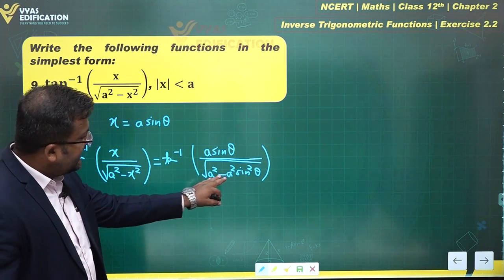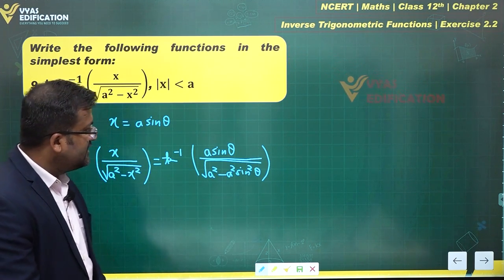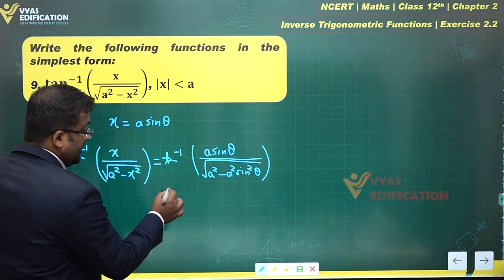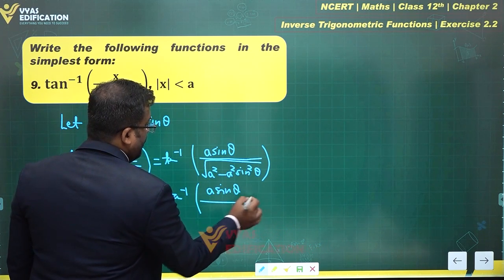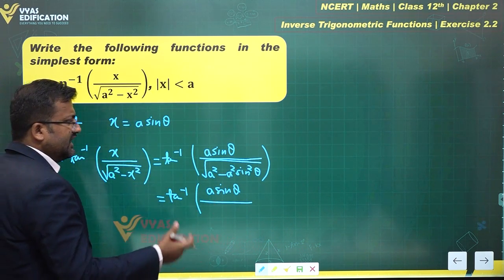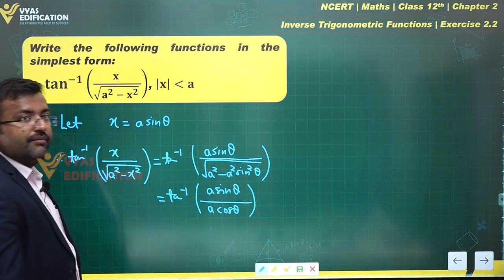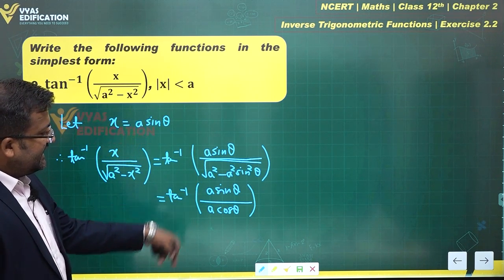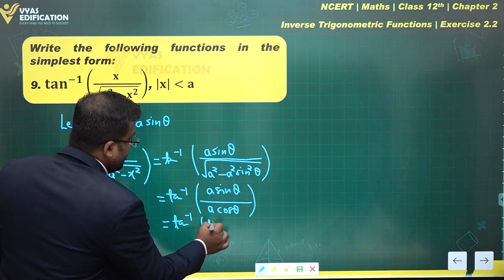So let's take a square common from here. 1 minus sine square theta will be cos square theta. This becomes a square times cos square theta. So this becomes tan inverse of a sine theta over under root of a square times cos square theta. Under root would imply a times cos theta can be taken out. Once you're okay with this, the a's get cancelled, sine theta upon cos theta becomes tan theta. This is tan inverse of tan theta.